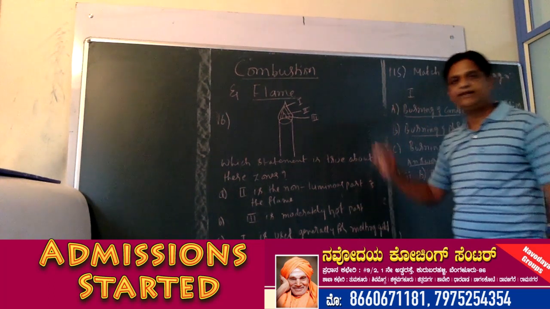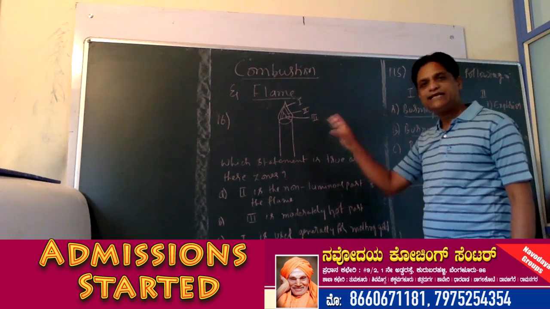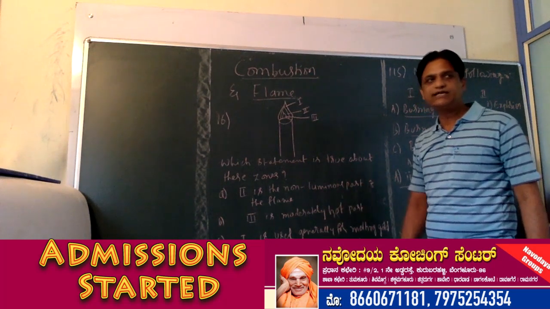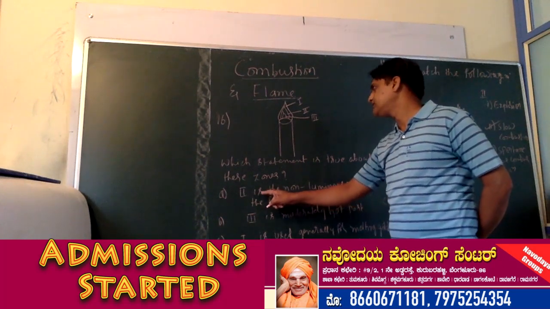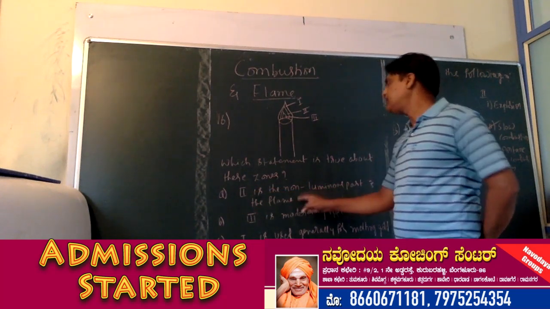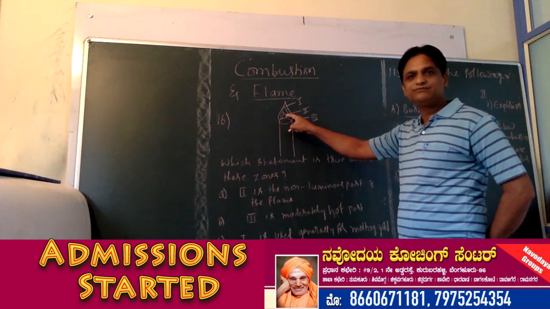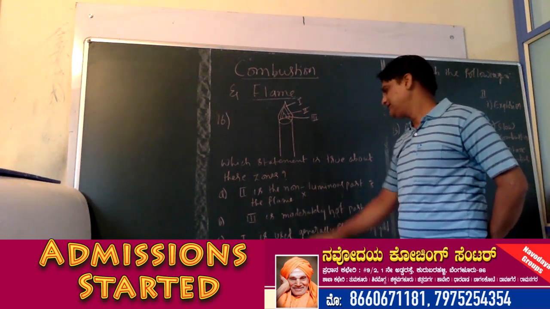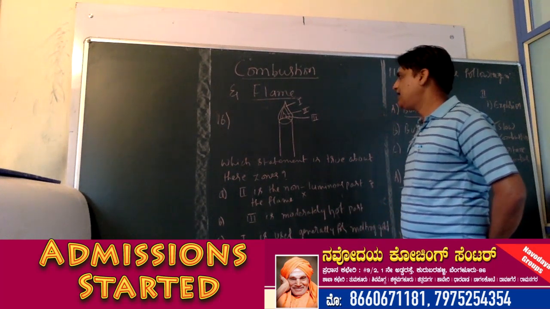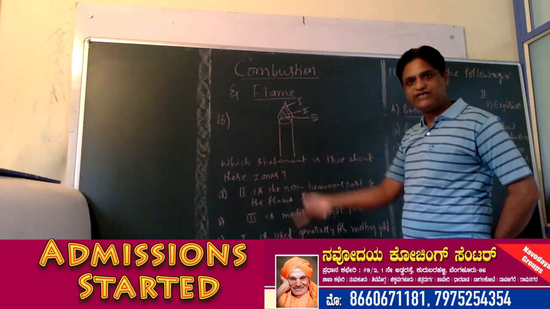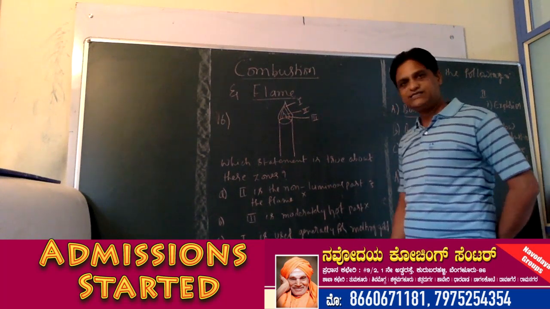See, this is a tricky question. You have to analyze the given figure correctly, go through all these statements, and select the appropriate answer. What is the first answer? First, A: 2 is the non-luminous part of the flame. See, 2 is the middle zone. So the middle zone cannot be non-luminous flame. That means this is a wrong statement. Then 3 is moderately hot part. 3 is the inner zone, which means it is the coldest part of the flame. So that is also wrong.